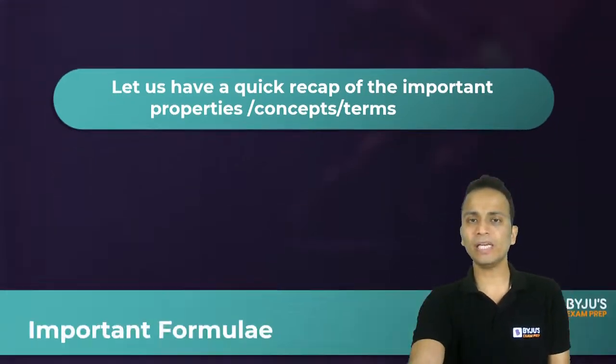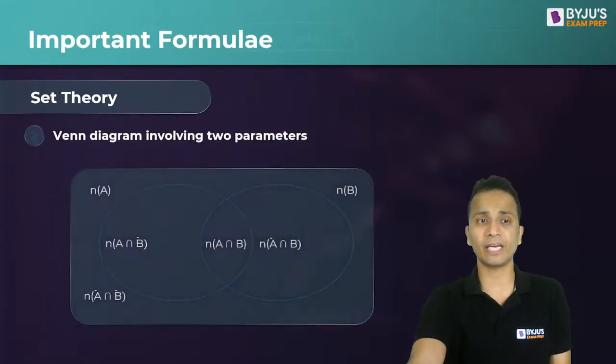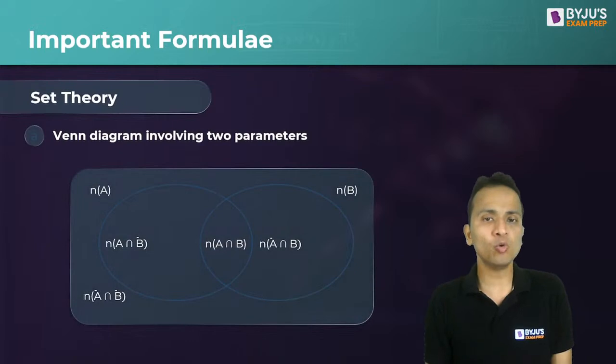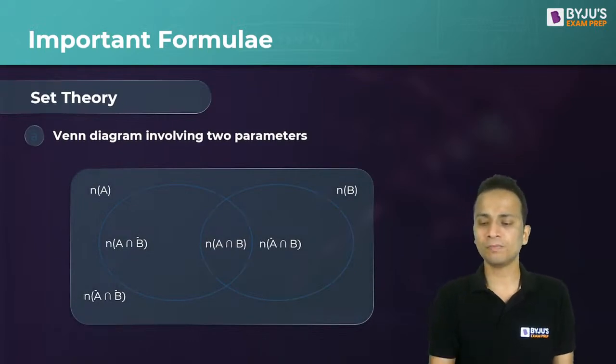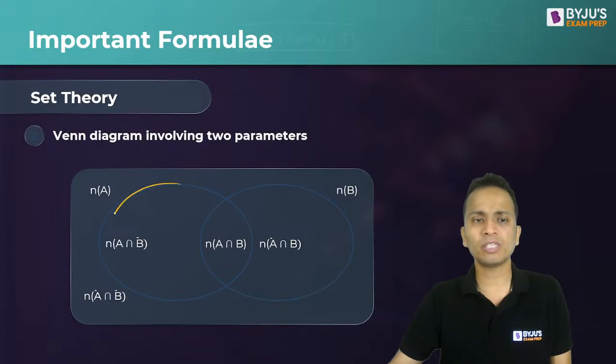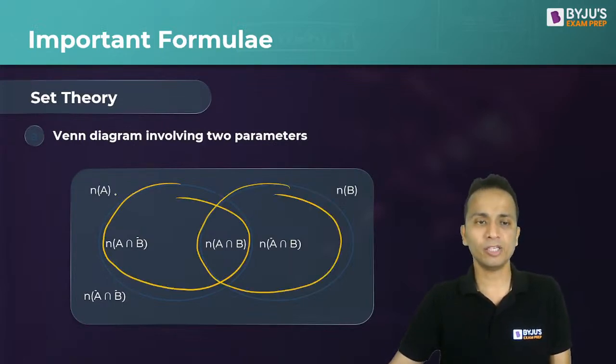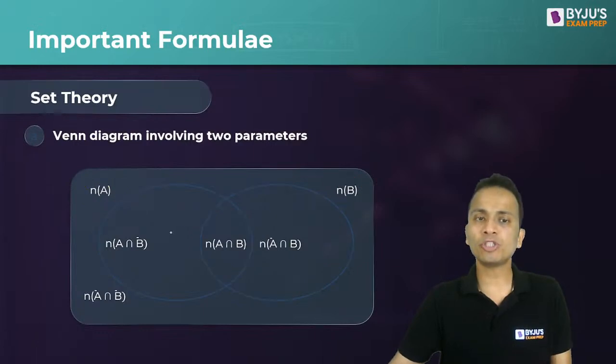Quickly, one by one, first of all, starting with set theory and a two-set Venn diagram. A Venn diagram involving two parameters is how we can draw. You can see two circles, and these circles are partially overlapping. This is one parameter and this is another parameter. I call this parameter A and parameter B. All right, and the common portion is called the intersection of these two.